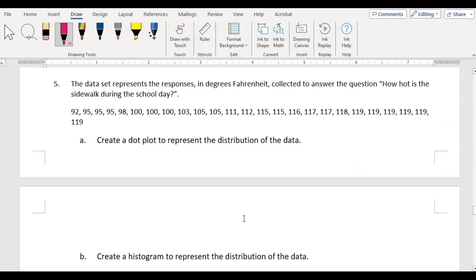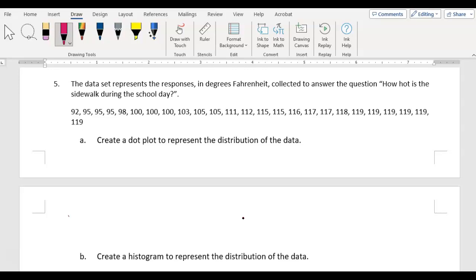So number 5, the data set represents the responses in degrees Fahrenheit collected to answer the question, how hot is the sidewalk during the school day? So they're measuring the sidewalk temperature over the course of the day, and they have these temperatures. They're in order from least to greatest. It says create a dot plot to represent the distribution of the data.